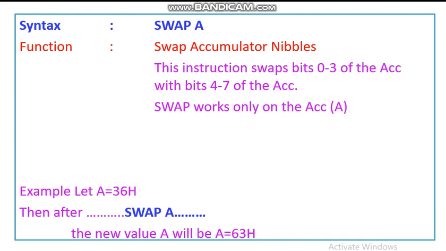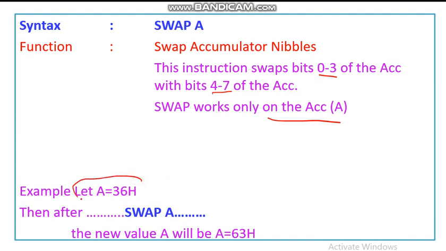SWAP A, the name itself says what to do. It will exchange the lower 4 bits, bits 0 to 3, of A with the higher bits. So if we have a bench with two students, student A and B, they will exchange their seats. This works only on the accumulator, so we cannot have SWAP B or SWAP Rn. Only SWAP A is here.